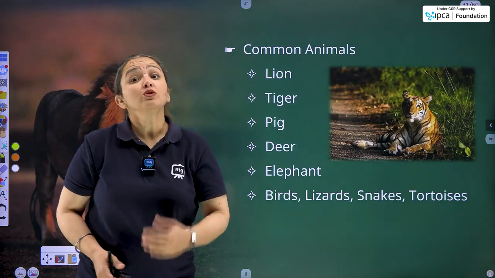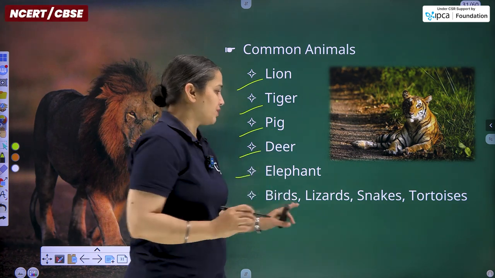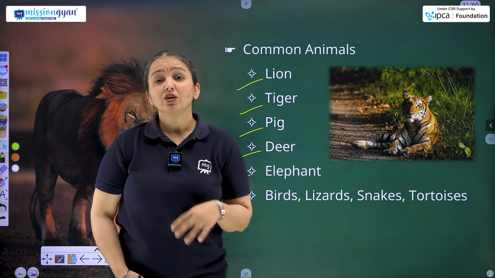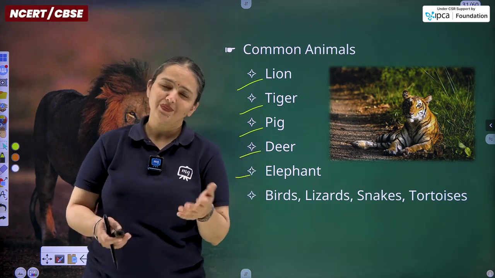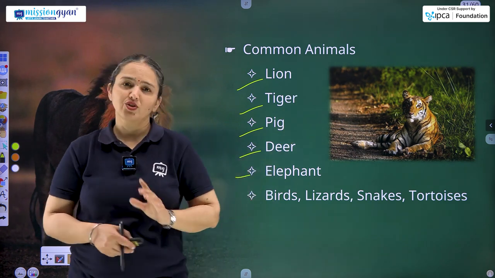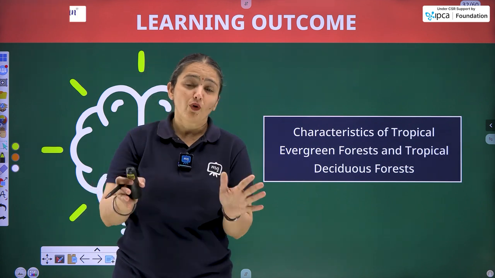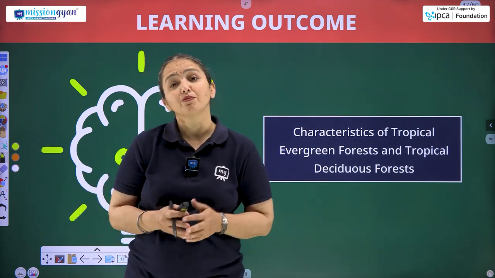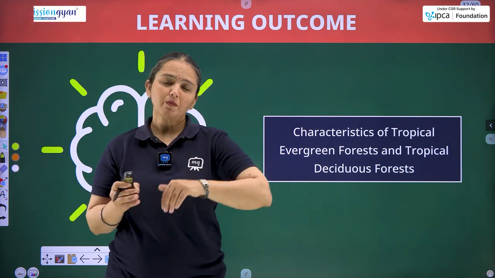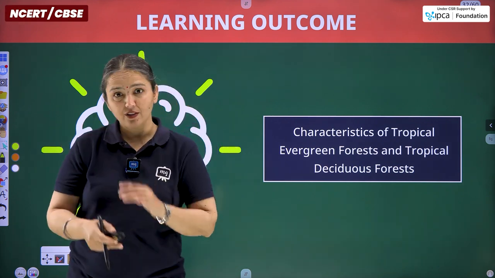Now, we are going to talk about some common animals. So, lion, tiger, pig, deer, elephant, birds, lizards, snakes, tortoises. These are the commonly found fauna species, animal species within these dry deciduous forests along with the moist deciduous forests as well. So, what we have discussed about the forest vegetation or the types of vegetation, you can use either words. So, basically we have discussed the entire characteristic features of tropical evergreen and tropical deciduous forest.